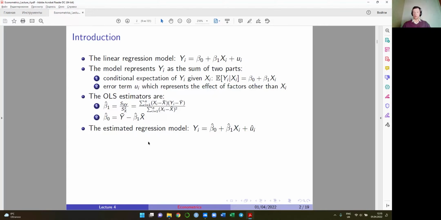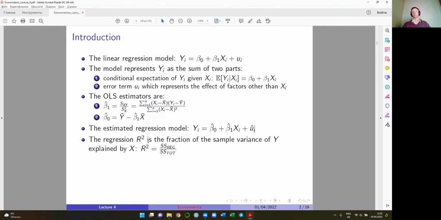What we also know is that we are able to evaluate how good this model is at explaining the variation in y. So basically, we calculate for this the measure called r squared. This is the fraction of the sample variance of y which is explained by x, explained with the help of our estimated regression model. We divide the regression sum of squares by the total sum of squares.